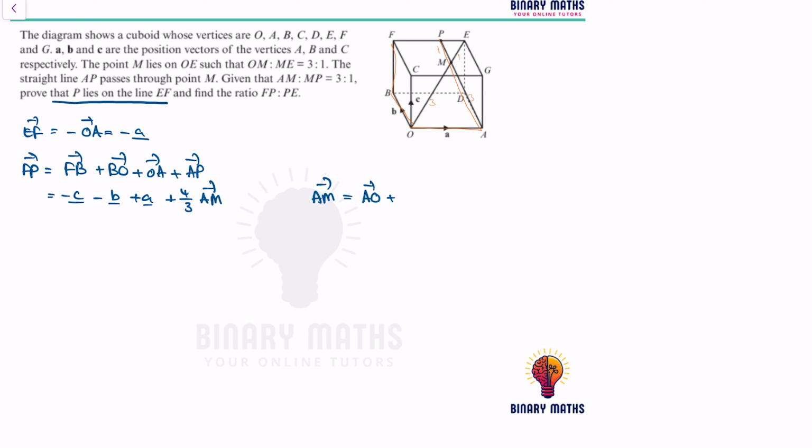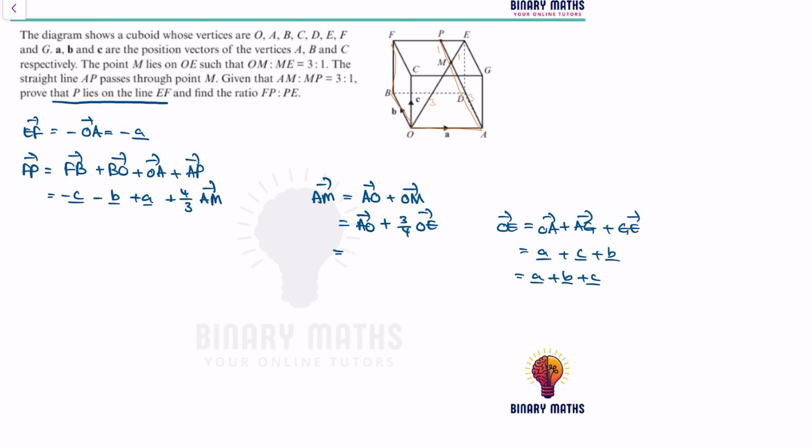plus OM. But OM is just 3/4 of OE. And so I've got AM plus 3/4 of OE, where OE is just OA plus AG plus GE. So OA is A, AG is plus C, and GE is plus B. It's just A plus B plus C.